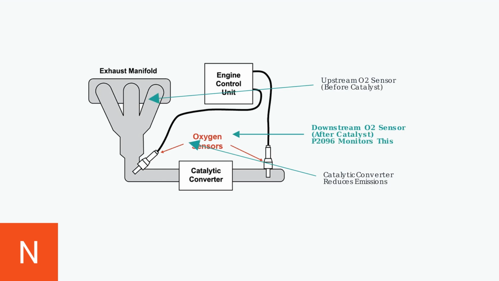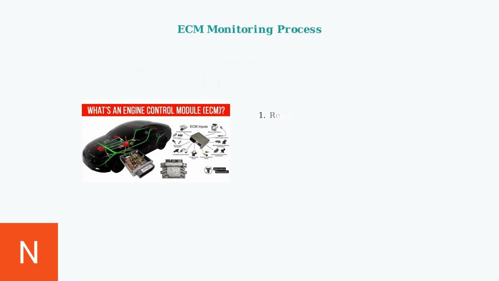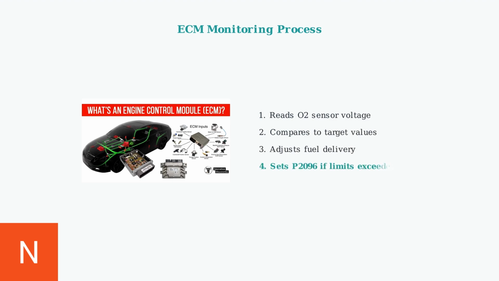Its primary job is to monitor the efficiency of the catalytic converter by measuring oxygen levels in the exhaust gases after they've been processed. The engine control module continuously monitors the downstream oxygen sensor to ensure the catalytic converter is efficiently reducing emissions. When the sensor detects a lean condition, the ECM attempts to compensate by adding more fuel.